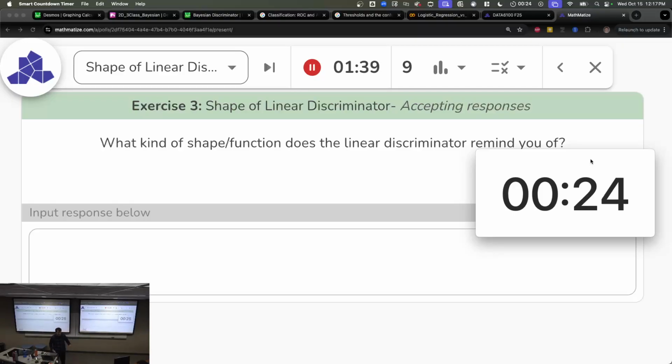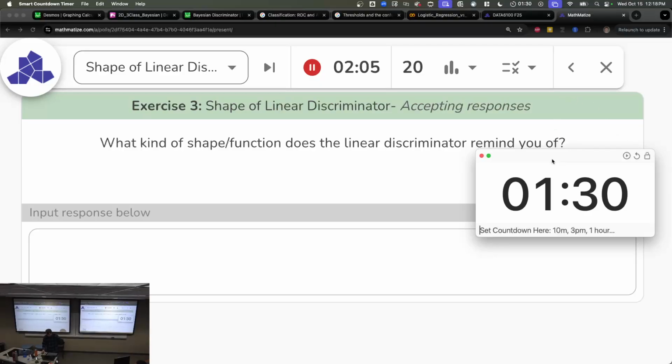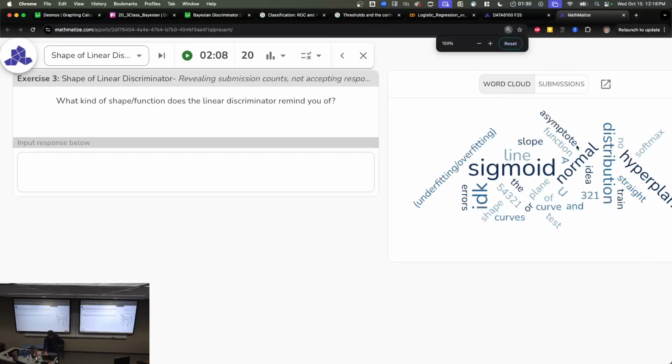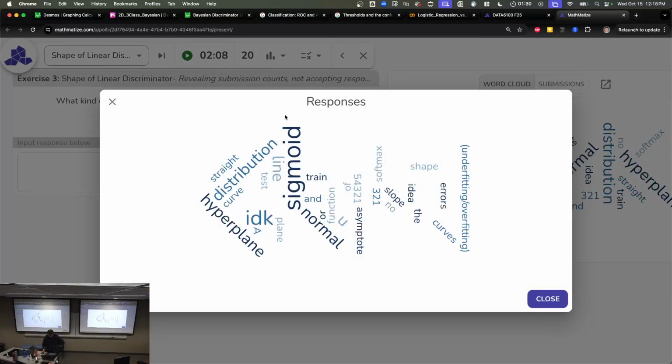Okay, 30 seconds left. If you have no idea, you've never seen this thing before, that's okay. You can answer honestly, but maybe a few people remember what it is. What does it look like? Okay, let us see what has been said. Ha! The biggest word on here is the word I was looking for, which is sigmoid.